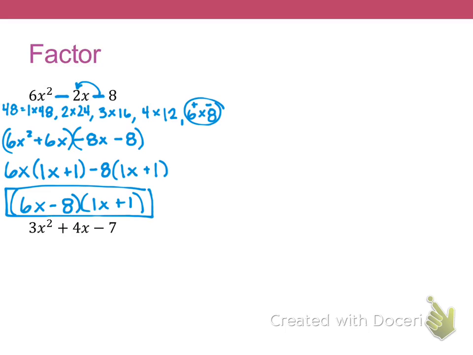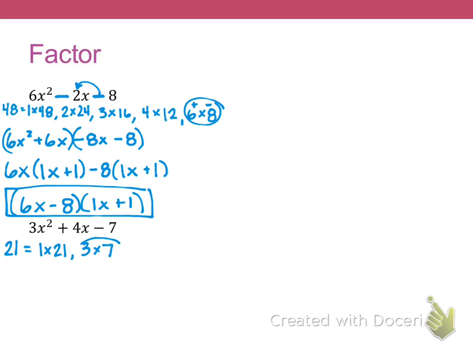All right, last example. What's my first step? Somebody tell me my first step. Multiply what? A and C, which gives me 21. Somebody tell me the factors of 21. 1 times 21 and what? 3 times 7. Okay? Somebody tell me, which ones would you choose and why?